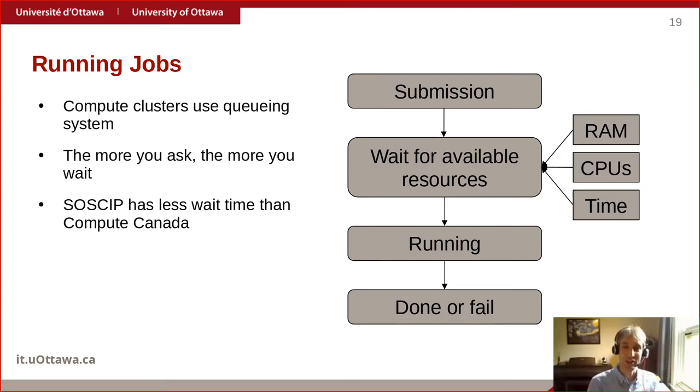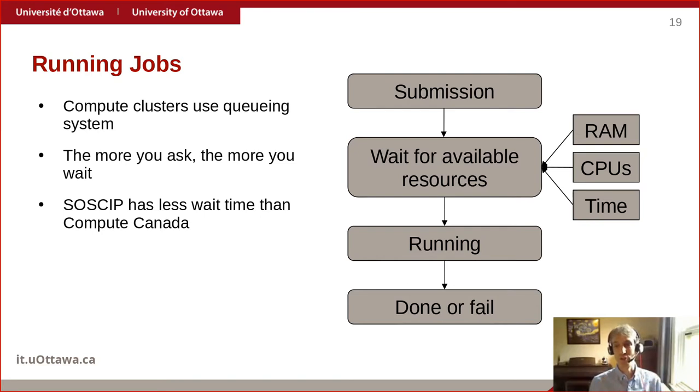So the way Compute Canada and SOSKIP get around this is they use a queuing system. You have this big program called the scheduler, and you submit your job to the scheduler, and then the scheduler holds your job until space is available on any of its compute nodes. You're basically placed in the queue. The amount of time that you wait in the queue depends on how much you ask for. Because if you're asking for 20 gigabytes of RAM or 100 gigabytes of RAM, then the scheduler needs to find a space where it can put that job. And the bigger your job, the harder it is to fit in there, so the longer you wait. That's also true for the number of CPUs, but also the amount of time that you are requesting. So that's also something that you really need to think about.